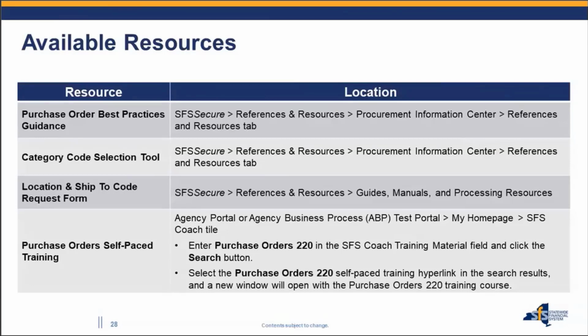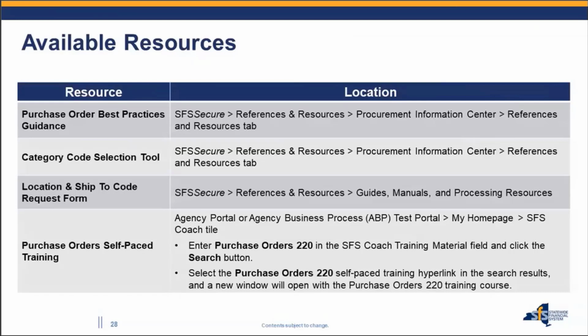The Category Code Selection Tool is another great resource available on SFS Secure. Paul spoke about this tool earlier, and it can be used to help you select the most appropriate category code to use. This tool is available also on SFS Secure under the Procurement Information Center. We also talked about the importance of having the right ship to address on your purchase order so that vendors know exactly where to ship the goods or to deliver the services. Maybe after today's session, you realize that you need to add a few new addresses or update a few addresses in SFS. You can use the location and ship to code request form to add or update existing ship to locations in SFS. For more detailed step-by-step training related to purchase orders, we recommend taking a look at the purchase order self-paced training available in SFS Coach.